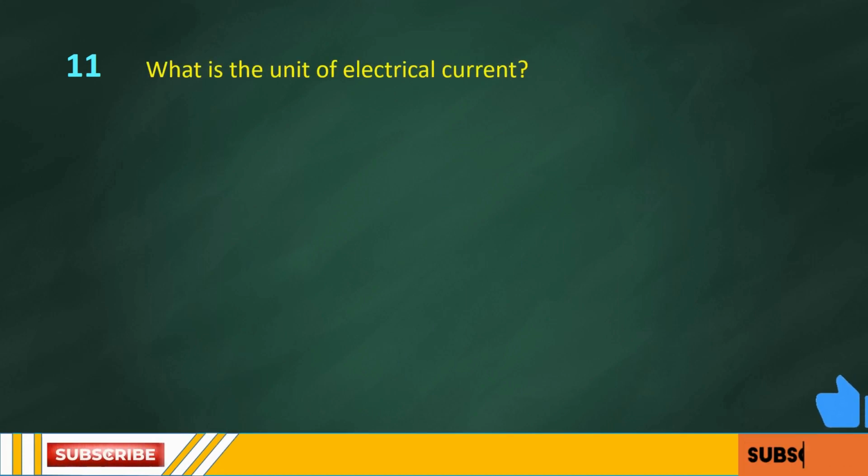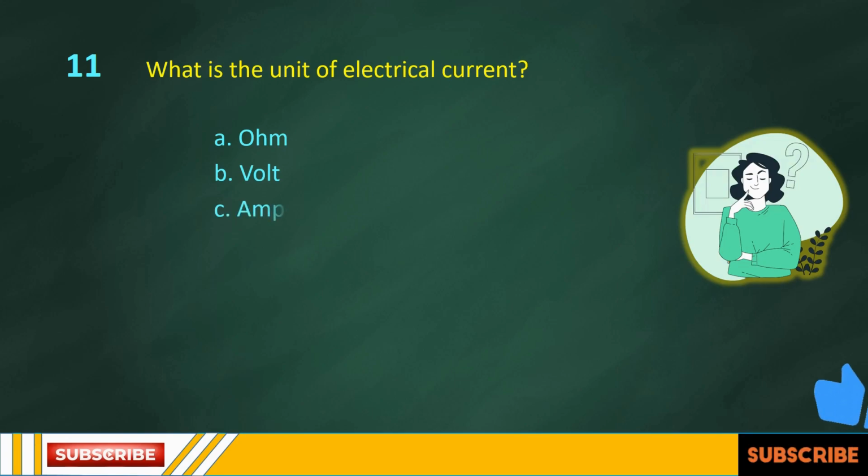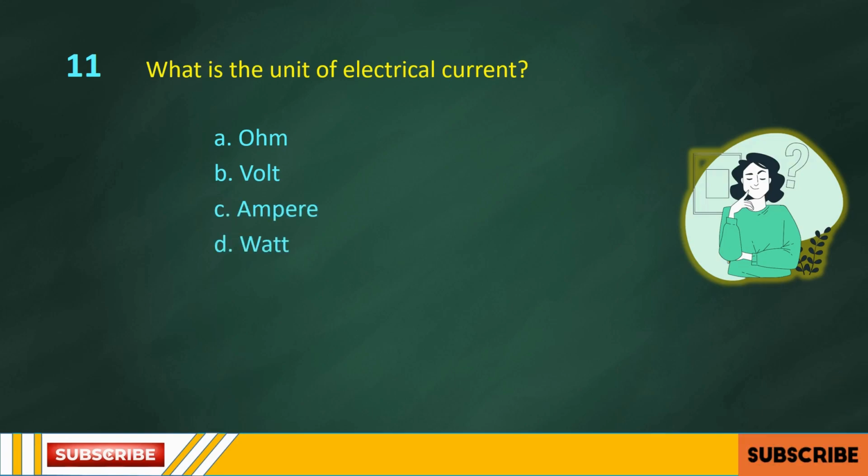What is the unit of electrical current? A. Ohm. B. Volt. C. Ampere. D. Watt. Answer is C. Ampere.